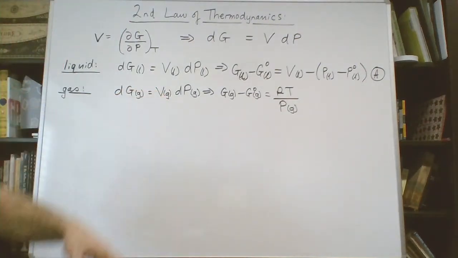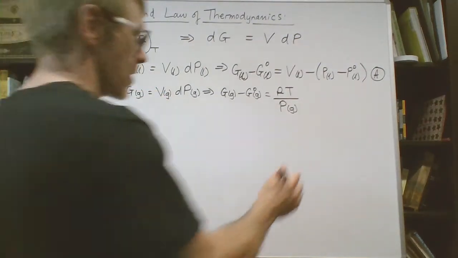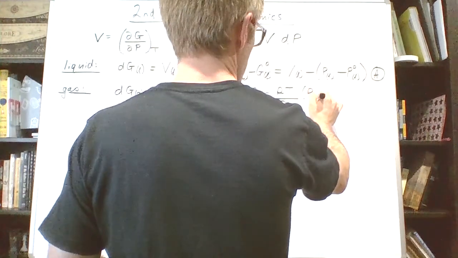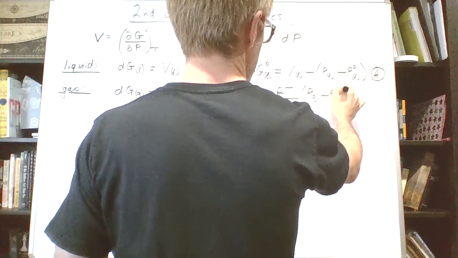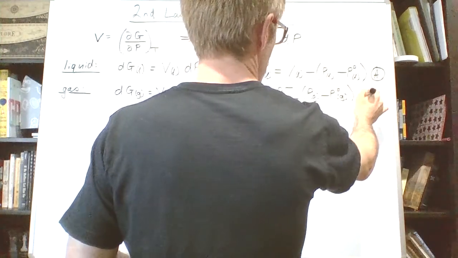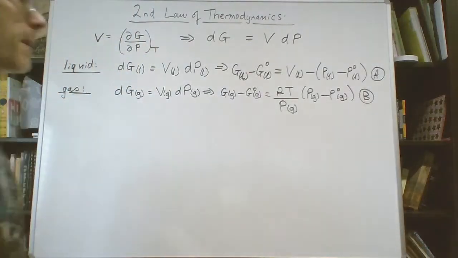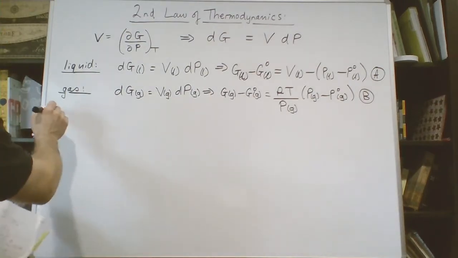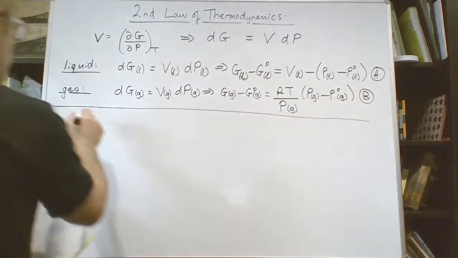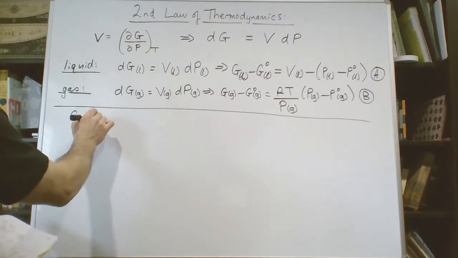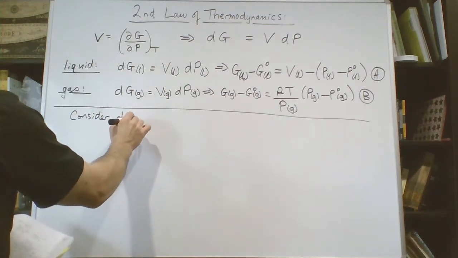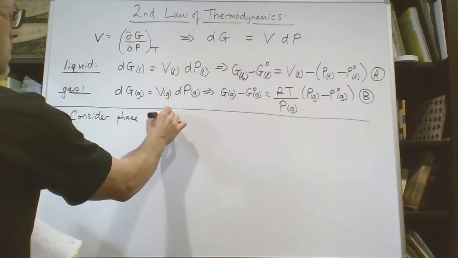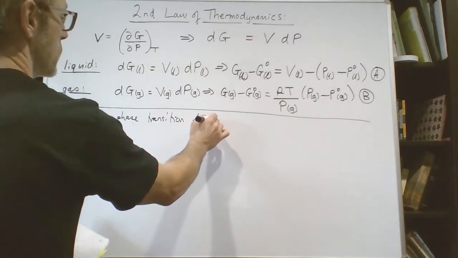So we've just substituted that in here. And then we've got P gas minus P standard gas. Let's call that equation B. It's nice to look at liquid and gas because now we can look at a phase transition. So let's consider phase transition, liquid to gas.